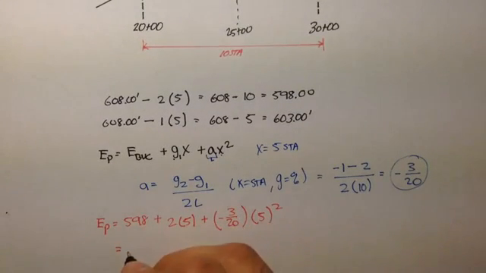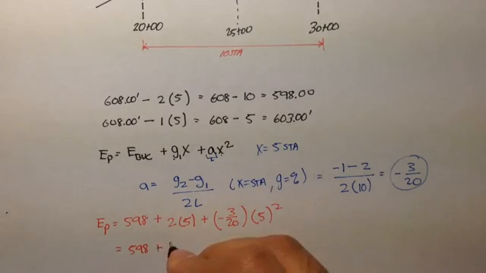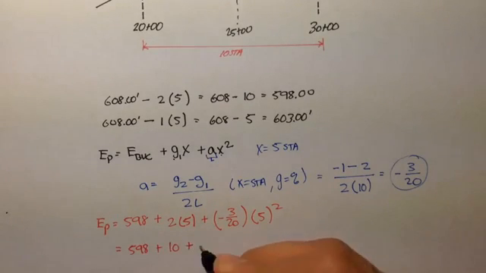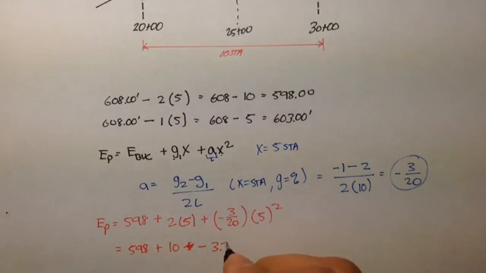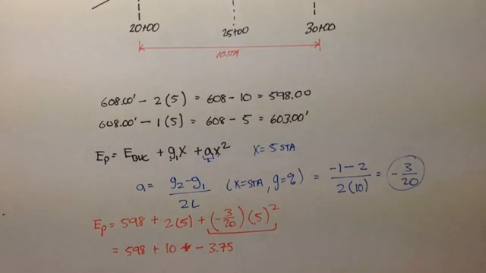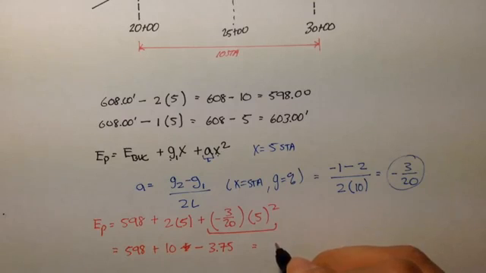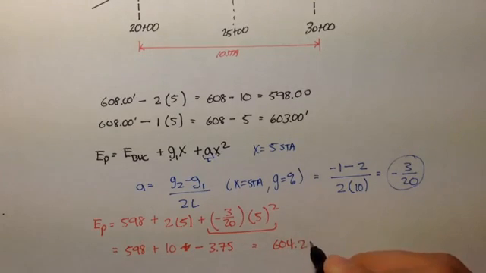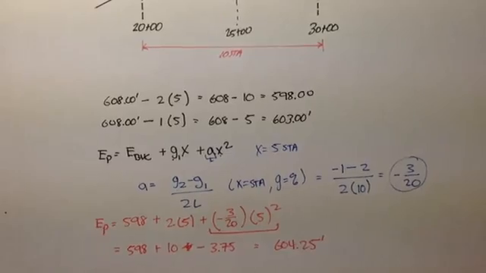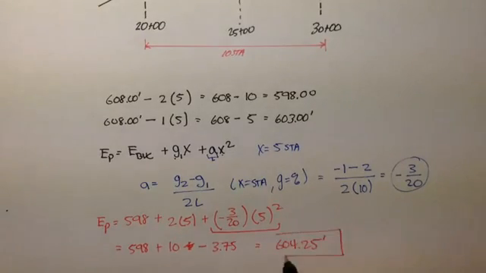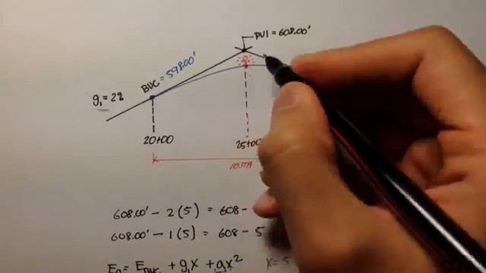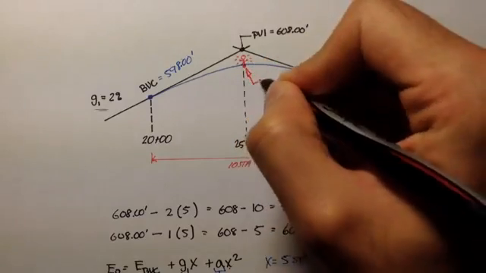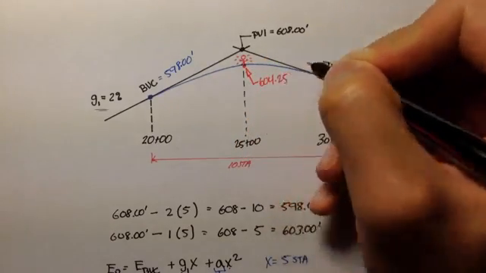If we do the algebra here, we'll have 598 plus 10 minus 3.75, and 3.75 is this term, right? -3.75. And if we do the math, EP is going to be at an elevation of 604.25 feet, right? So EP, which is this point right here, is 604.25.